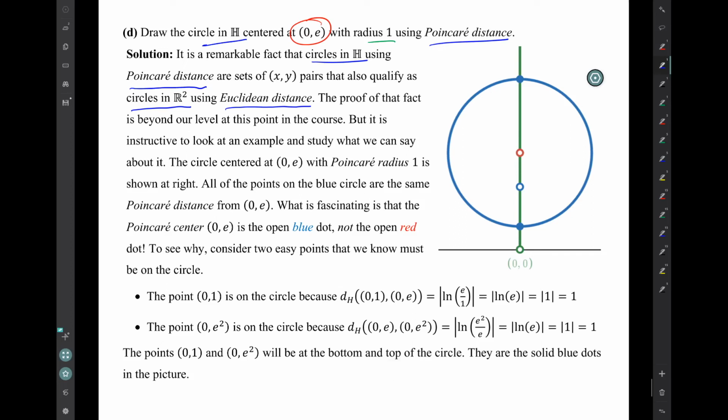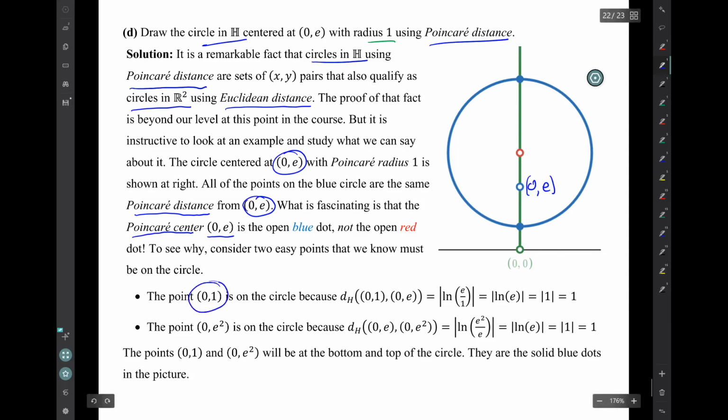So the circle that's centered at the point 0, e, I'm going to do that in blue this time, with Poincare radius 1, is shown at right. It's this blue thing that looks like a circle. Now all the points on that blue circle are the same Poincare distance from the point 0, e. What's fascinating is that the Poincare center, that point 0, e, is the blue dot, not the red dot. To see why, let's consider two easy points that we know must be on the circle.